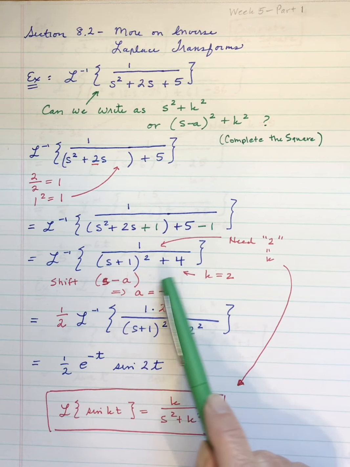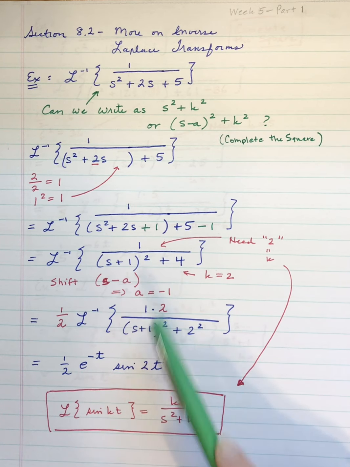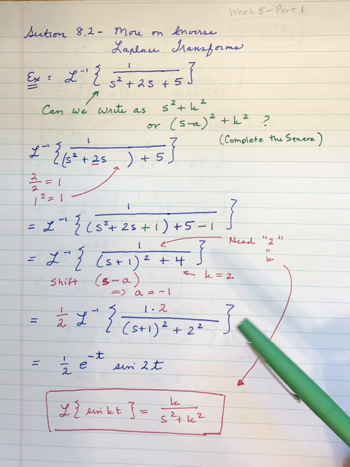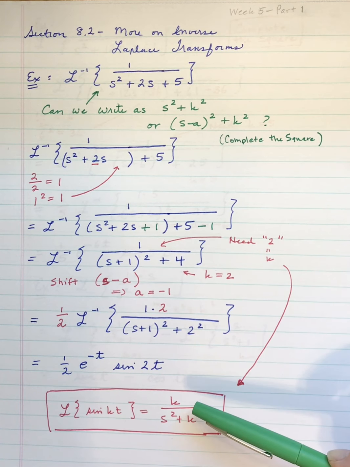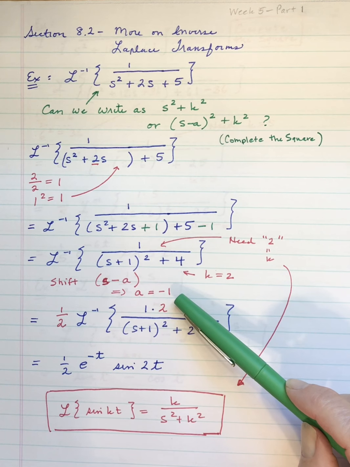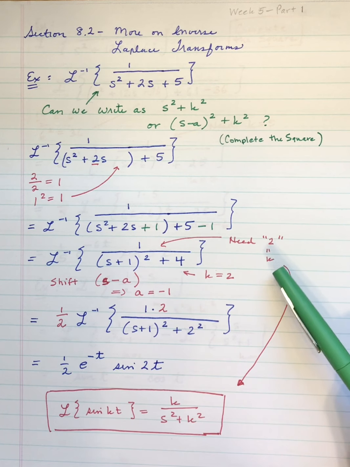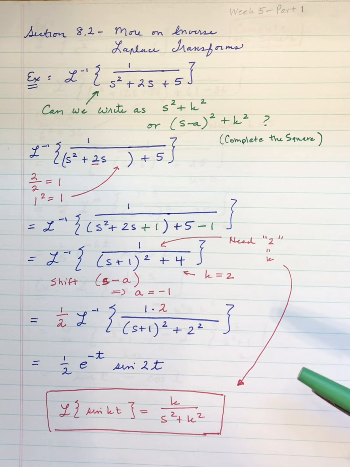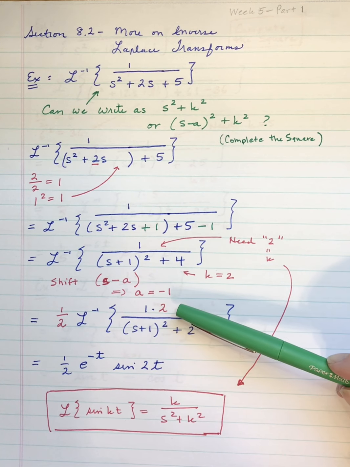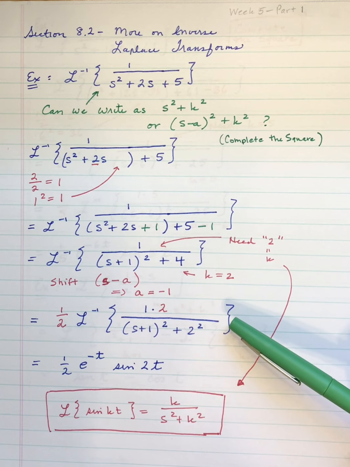So now this looks a little more like something we're used to seeing, where it's like s squared plus k squared with the k in the numerator, but with a shift of s minus a, where here our a would be negative 1. In this problem, k is 2. Now that means we would need the k in the numerator as well. So we put the 2 up there. Now we can't multiply by 2 without dividing by 2 out in front, or multiplying by a half. And then we have it in the right format.